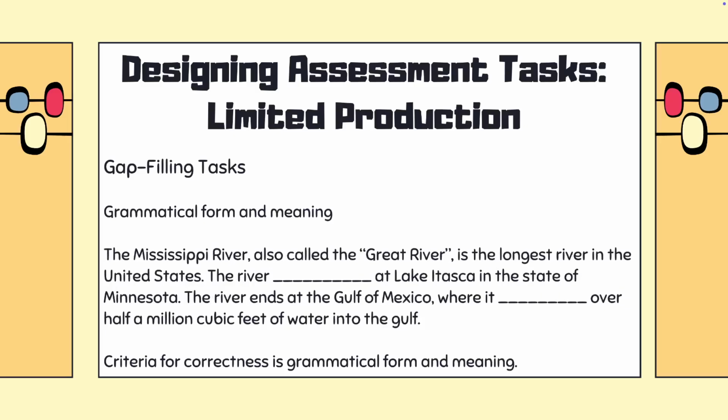Okay, now we could do form and meaning again. So the Mississippi River, also called the Great River, is the longest river in the United States. The river something at Lake Itasca in the state of Minnesota. So there's a few options here, right? The river begins, the river starts, could be some answers. Then the river ends at the Gulf of Mexico, where it over 500,000 cubic feet of water into the Gulf. So again, they have to choose a correct answer with the correct form. So this is more like almost like a cloze test.